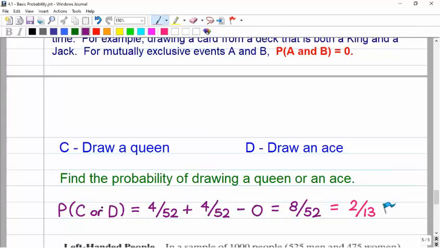All right. 4 queens, 4 out of 52, plus 4 aces, 4 out of 52. 0 here because there's no card that can be both a queen and an ace at the same time. So there's nothing to subtract. We get 8 out of 52. Ta-da! And that reduces to 2 out of 13.